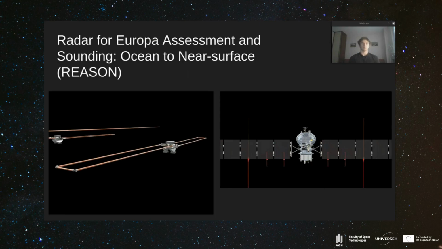REASON will be sending radio waves. Radio waves have even greater wavelength than infrared light, so we'll be able to pierce into the subsurface ocean with those waves. They will be reflected back, and we'll be able to study the surface composition, roughness, plume activity. We will be able to confirm that the ocean exists, and we'll be examining the shell's internal structure.